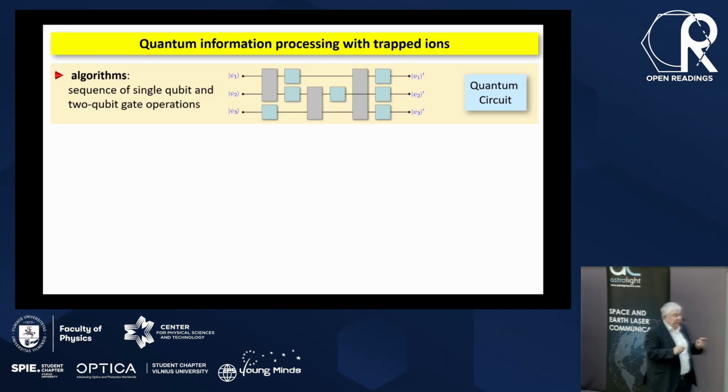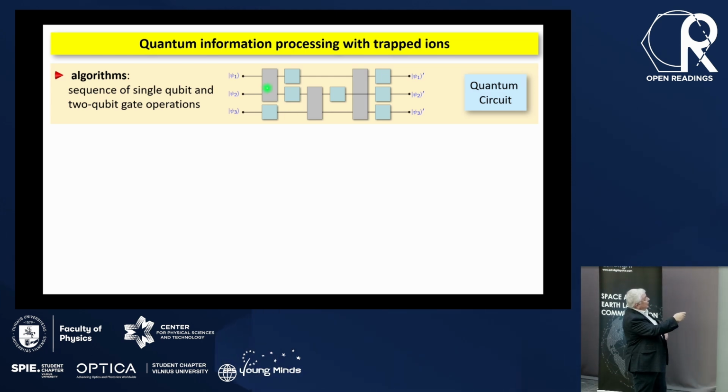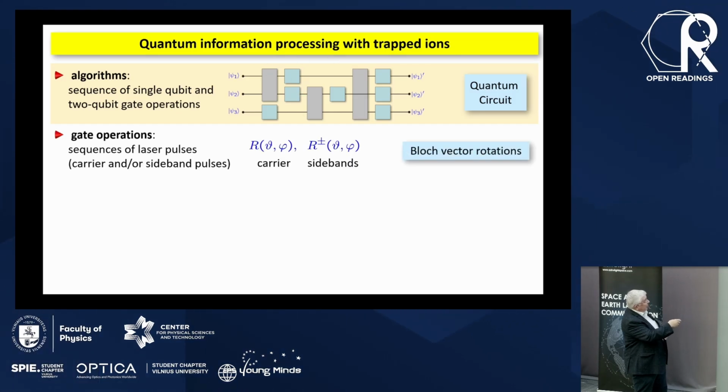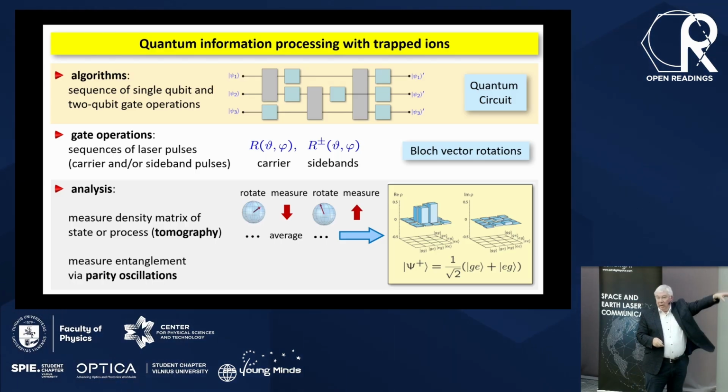Now we're ready. How does a calculation actually work with these superpositions? Now, as said before, we have this circuit, which is a sequence of 2 qubit and 1 qubit gate operations, and we have to make measurements. And of course, these laser impulses that we're actually using here are realized by carrier and sideband transitions. And this is tantamount to saying we're doing Bloch vector rotations in an atomic language. And the analysis can happen now by just measuring where these populations in the register are.